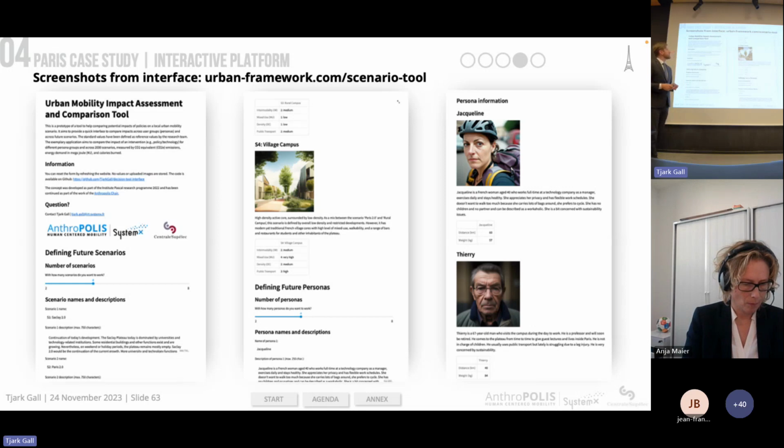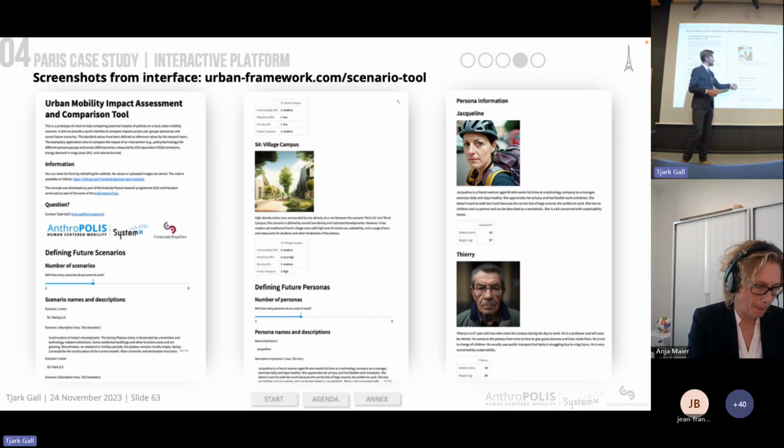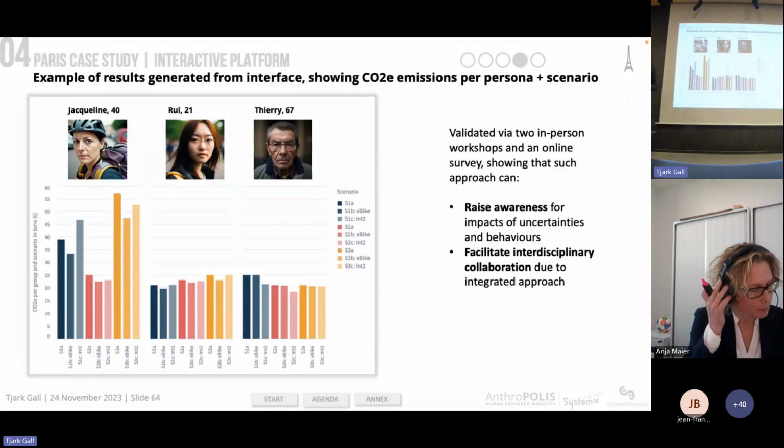That was translated into an interactive tool, which is accessible on the internet. And what it permits us, for example, is to choose between different numbers of scenarios. They are pre-filled with standard information, which we can change with different information. We can say how many personas we want to have, what the characteristics of these personas are. And in the end, we can compare, again, different criteria. Again, it was the same as before, so the emissions, the accessibility, and the costs.